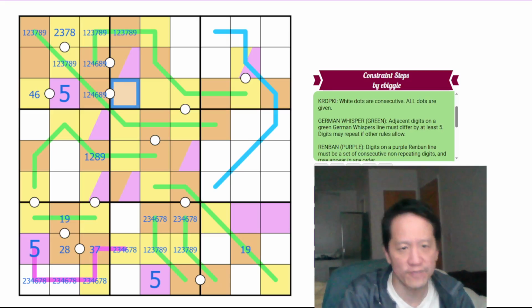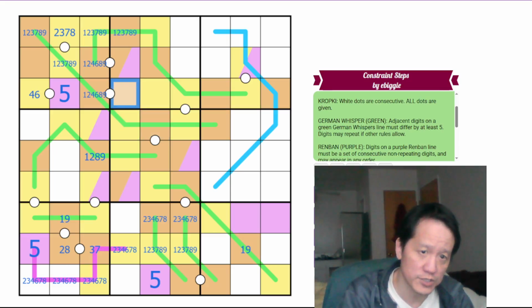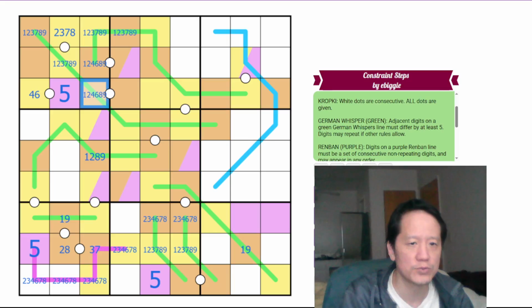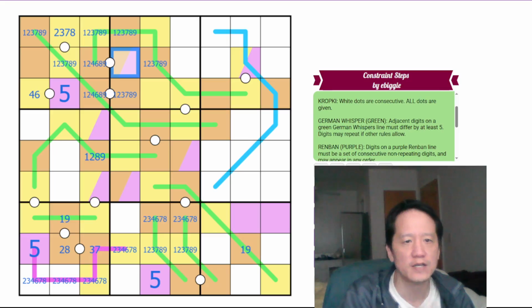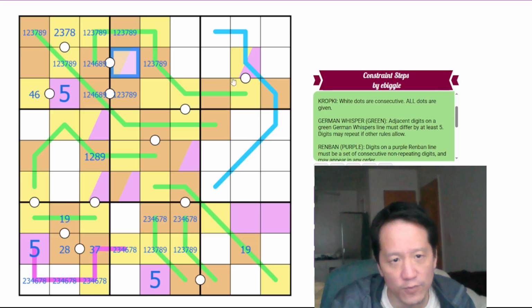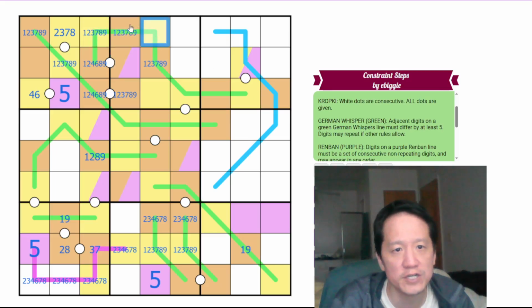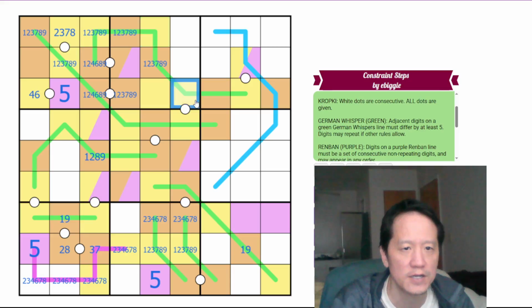This cannot be 4 or 6. If this were 4 or 6, it would have to be next to a 3 or 7, but it's not. So therefore, this is also 1, 2, 3, 7, 8, 9, and this is also 1, 2, 3, 7, 8, 9. So this cannot be 4 or 6. This is next to two unique digits, so that's why it's 1, 2, 3, 7, 8, 9. This is next to two unique digits on a German whisper line, so it's 1, 2, 3, 7, 8, 9.